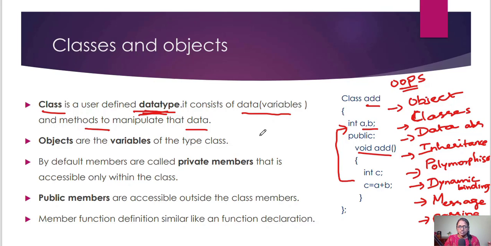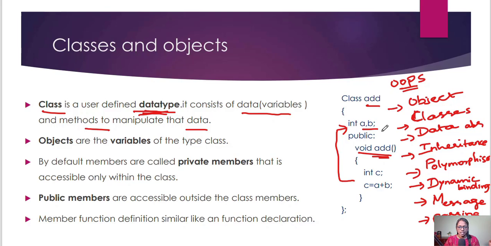So what does the class consist of? A set of data or variables, and methods to manipulate that data. Methods means nothing but member functions or functions. So void add is a function. A class is a user defined data type which consists of data variables and member functions which are used to manipulate the given data. That's it.